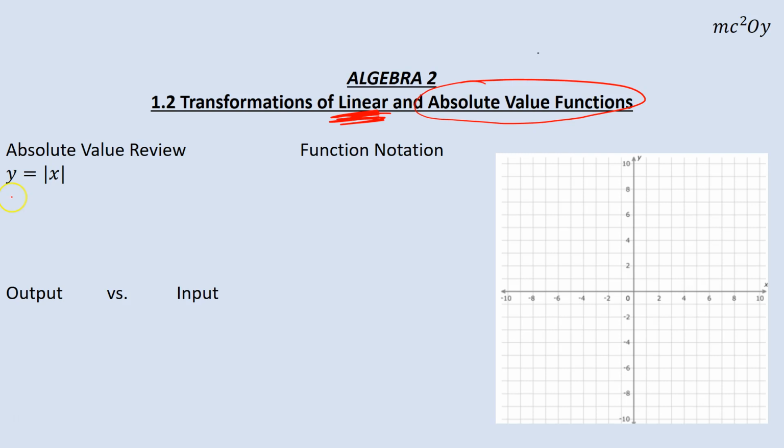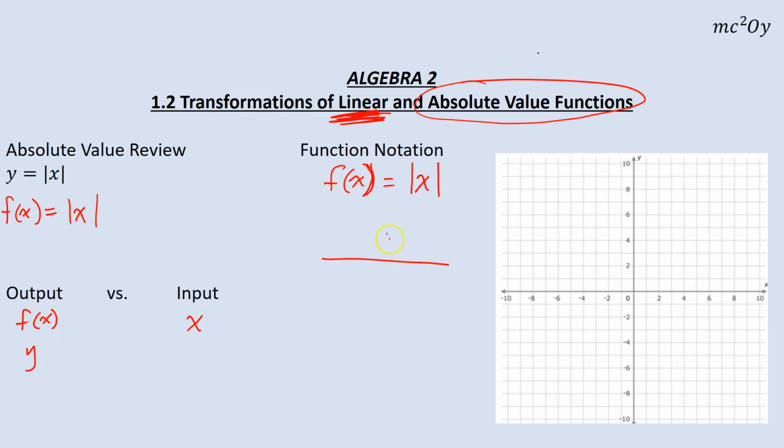Remember function notation, y and f of x, those can be used interchangeably. So when we write something in function notation, it's f of x equals the absolute value of x. Okay? And then when we talk about output and input, output, remember, is our f of x or our y, and our input is x.